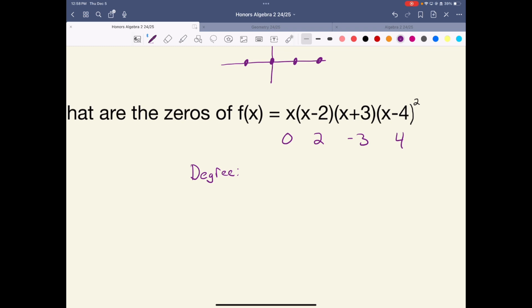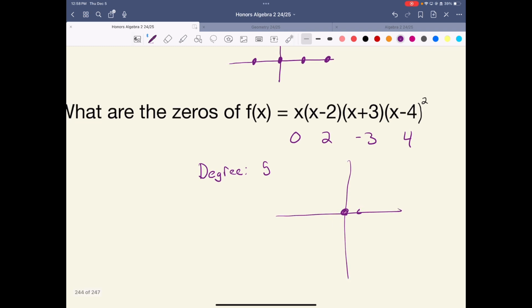How many of these are here? There's actually 2 of these here, right? How many x's do we have? 1, 2, 3, 4, 5. So actually the degree of this is 5. Okay? The degree of this is 5, and that's going to become important in just a minute. But again, our zeros are at 0, 2, -3, and 4.